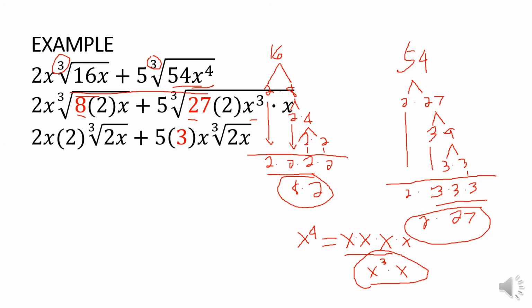Then we extract the cube root of 8, and this is now 2. So 2x times 2 cube root of 2x. Plus, we extract the cube root of 27, that is 3. So 5 times 3, x cube root of 2x. Then we multiply the coefficients.